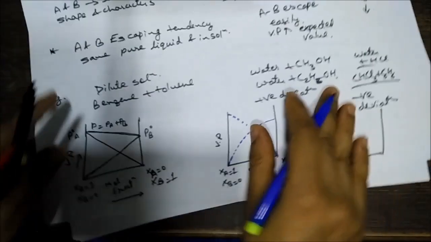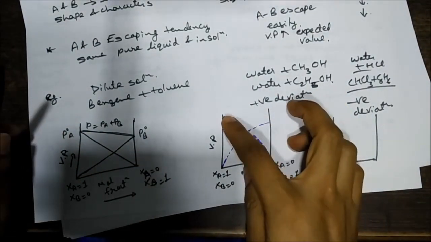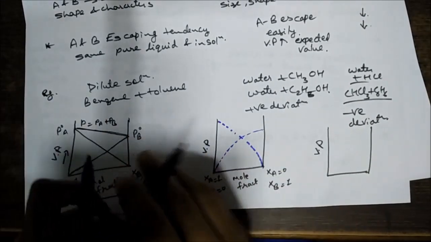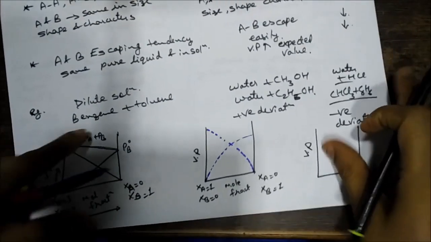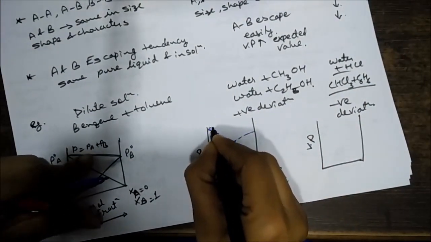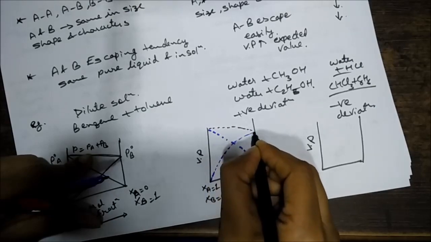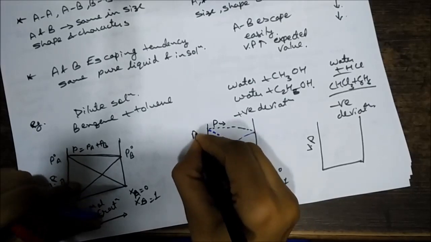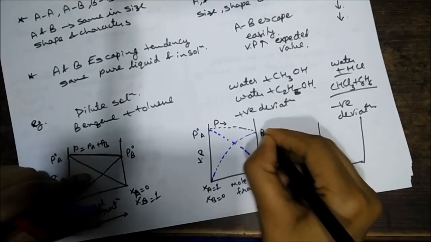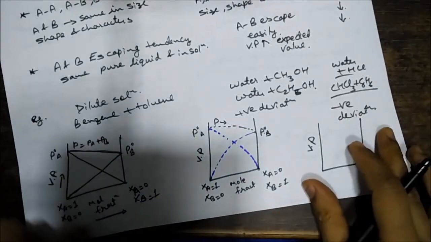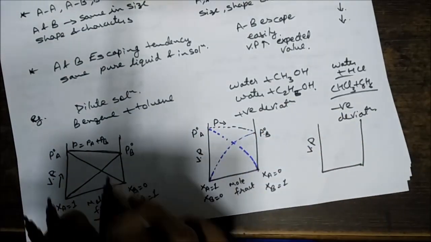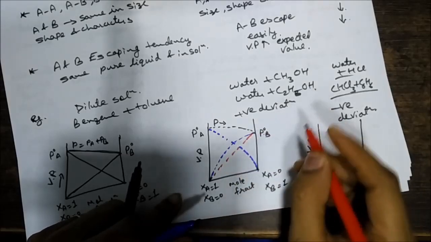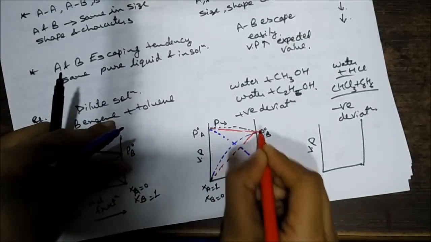It will show a positive curve. This is for mole fraction A, and this is for mole fraction B, and for total pressure it will become this. This is P, this is P naught A, and this is P naught B. So this is showing a positive deviation, and this is our ideal solution, the straight line.